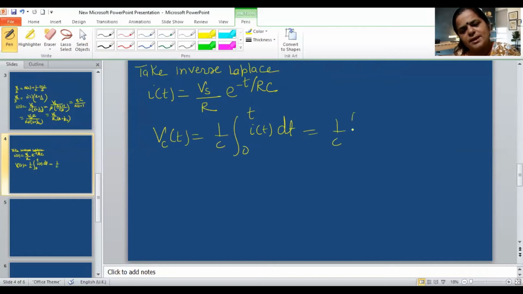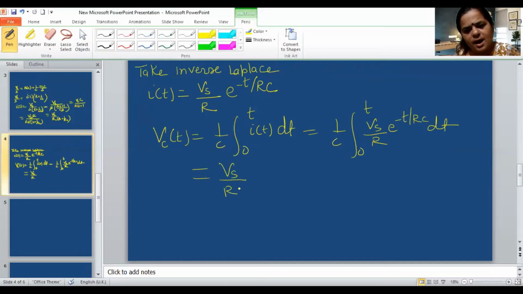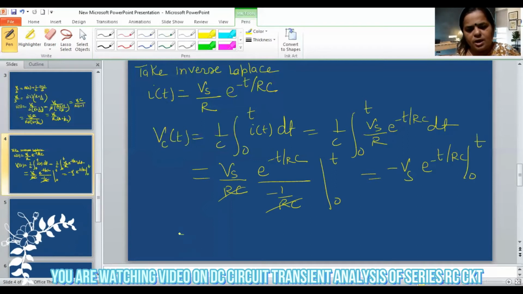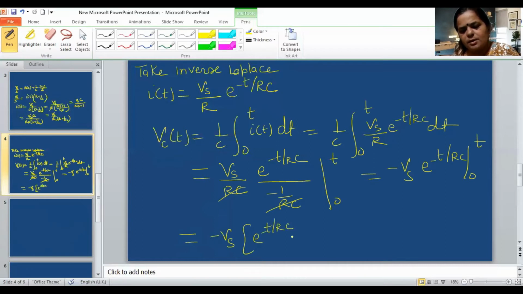So 1 by C integration 0 to t Vs by R e to the power minus t by RC dt. So what I am going to get? Vs by RC e to the power minus t by RC divided by minus 1 by RC, limits from 0 to t. So RC from RC cancels. What I am going to get? Minus Vs e to the power minus t by RC, limits from 0 to t. Now put the limit: minus Vs e to the power minus t by RC minus e to the power 0.